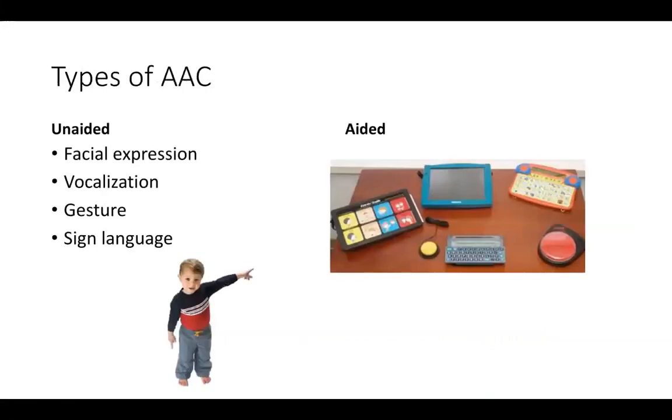AAC can be divided very generally into two fields. The first is unaided strategies. These are things that don't require any excess tools. So the user uses his or her own body to convey the message. It includes facial expression, vocalizations, gestures, and sign language.